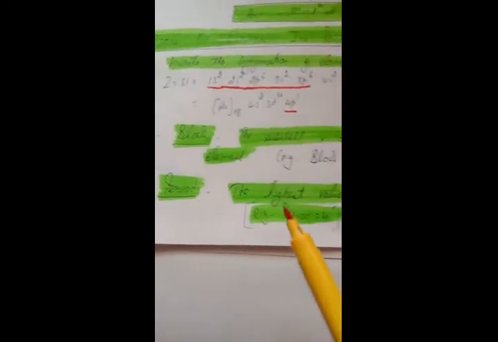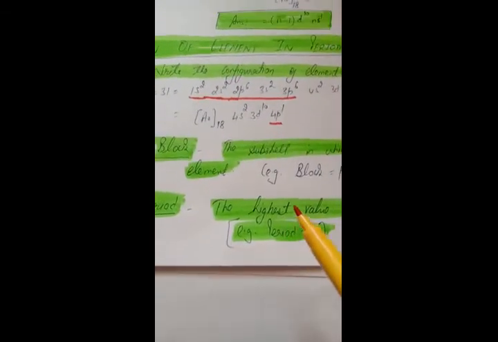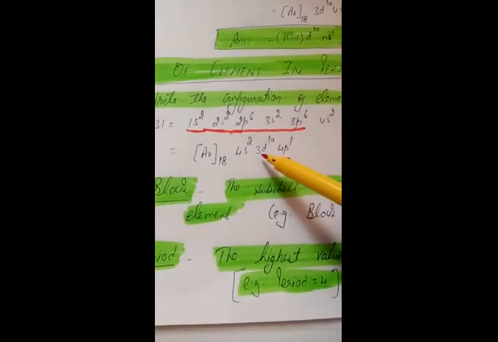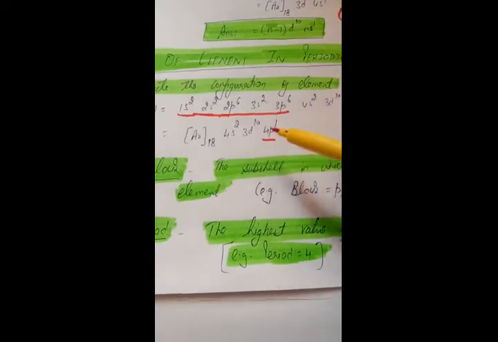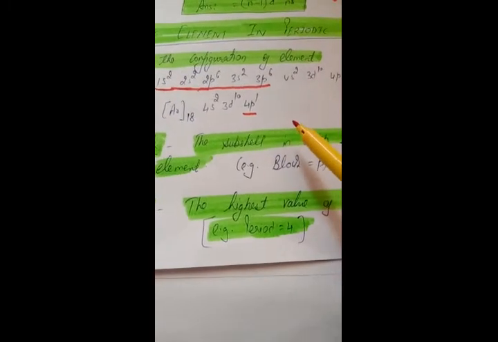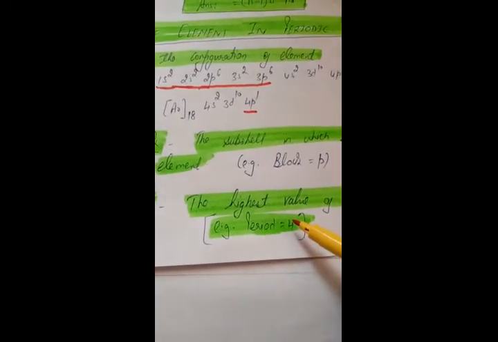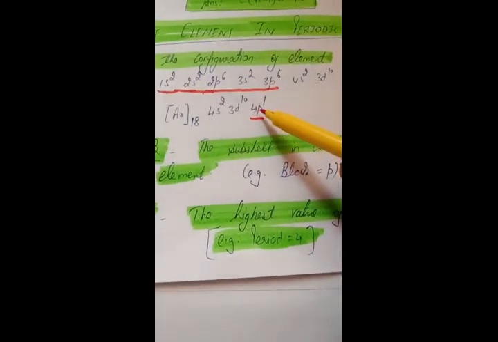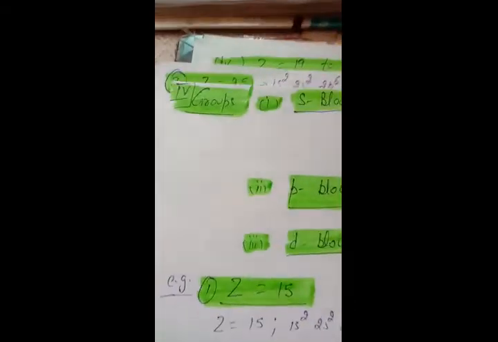Step 3 is for period: the highest value of n in the configuration gives the period number. So here, which one is the highest number, 1, 2, 3, 4? Obviously this 4, so it belongs to period number 4. If it belongs to 1s, it is period number 1. If it belongs to 2 or 3, then it must have period number 2 or 3. But in this case, because it is 31, the last electron enters into the p block and it's 4p, that's why the period is 4th.